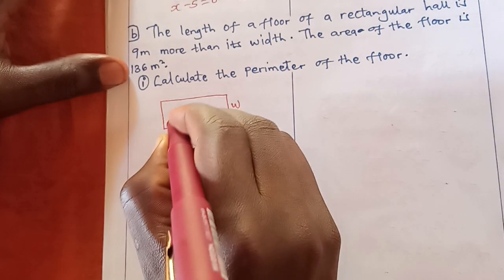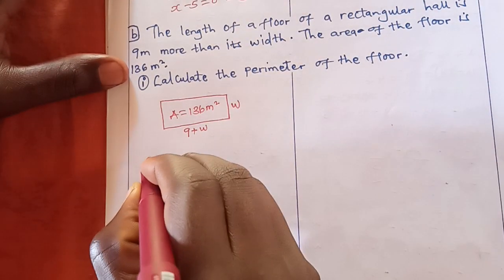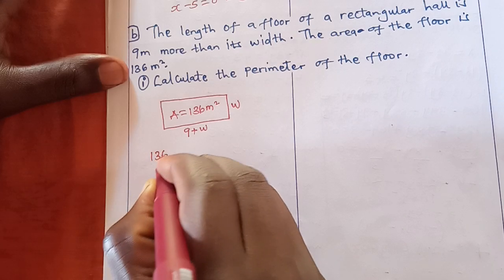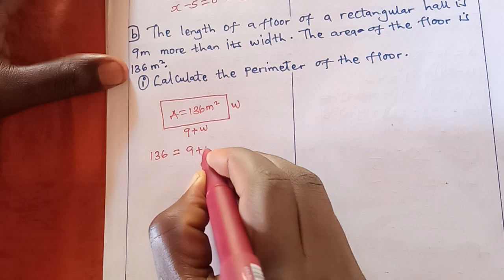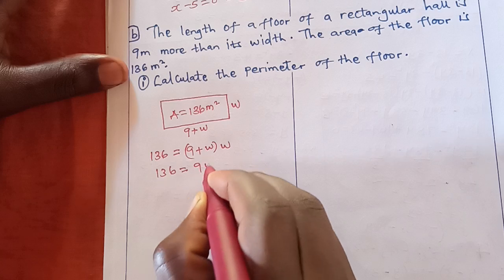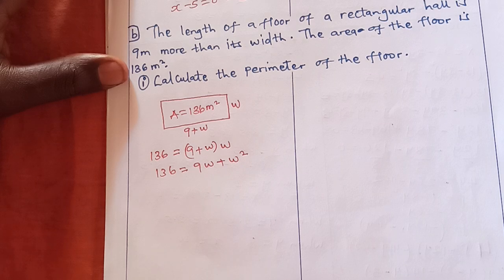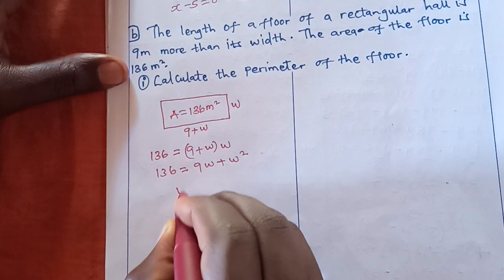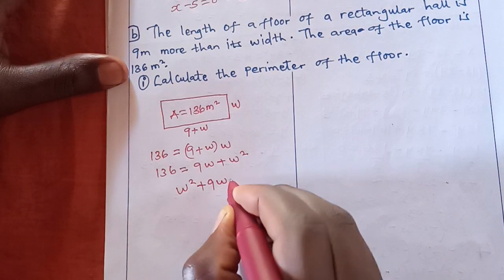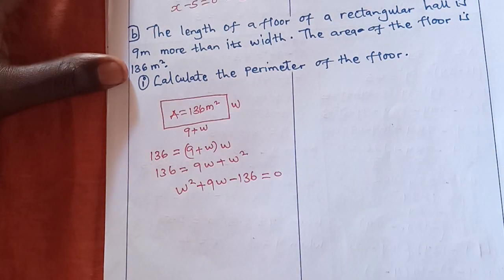We have been told that the area is 136 square meters. So the area is length times width. 136 is equal to 9 plus W, multiplied by W. So 136 is equal to 9W plus W squared. If you are very keen, we get a quadratic equation: W squared plus 9W minus 136 is equal to 0.